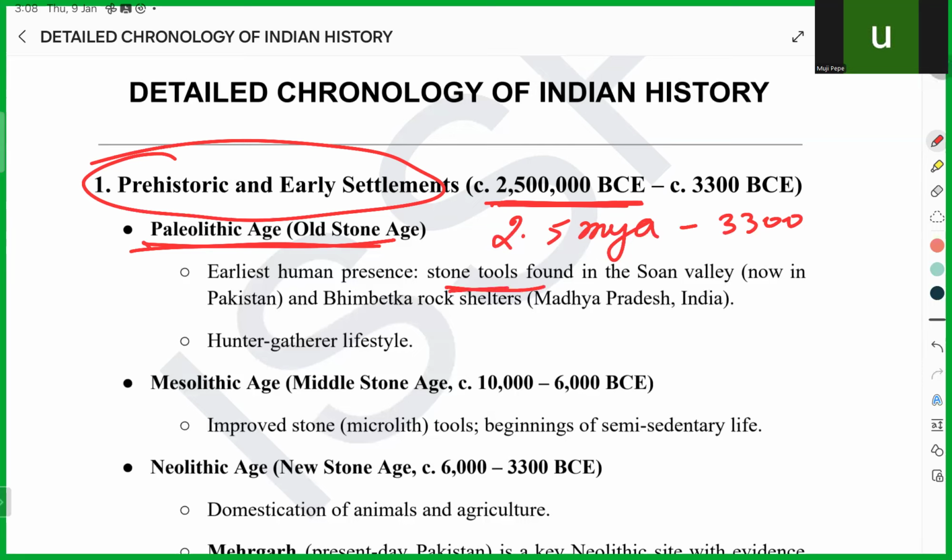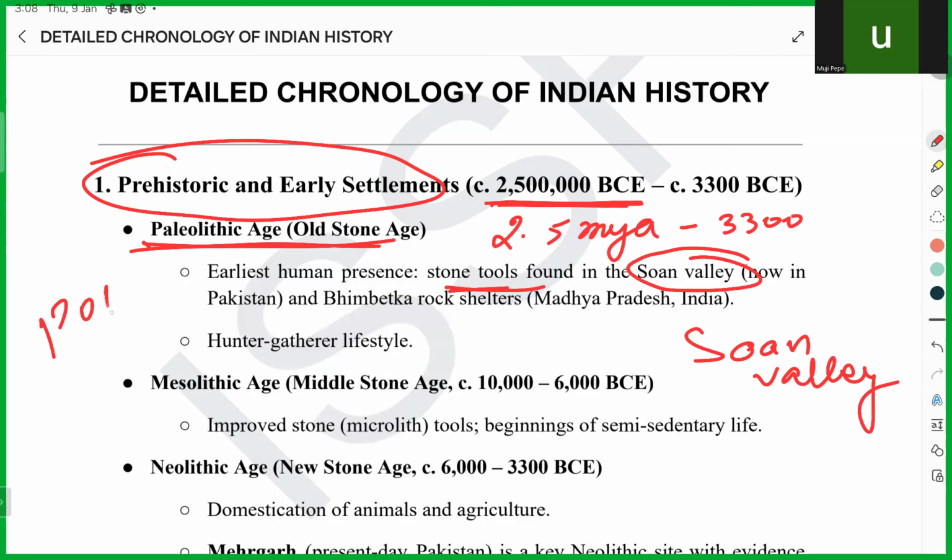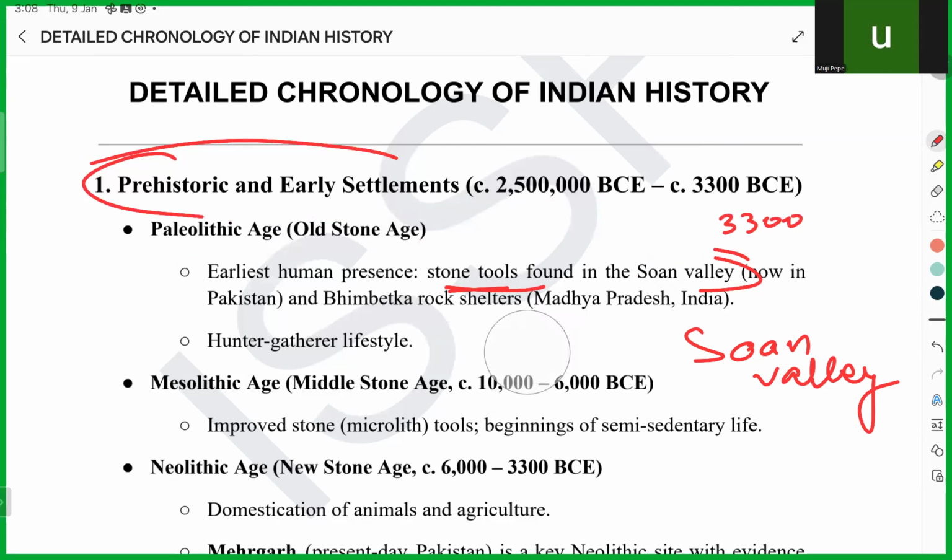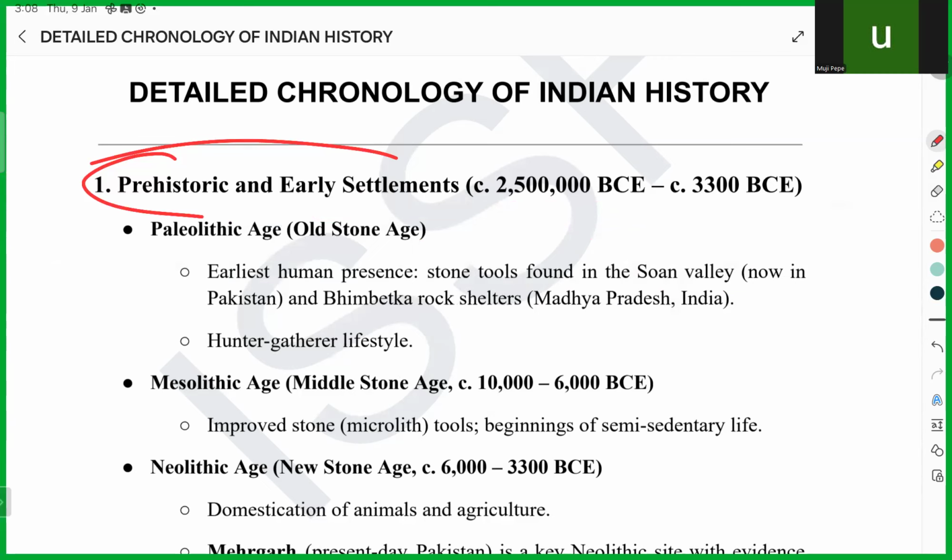And stone tools were found where? The Son Valley. So Son Valley, we read about the Narmada Valley. There was Son Valley as well. There was something which was known as the Potvar Plateau. So all these places, they yielded stone tools, they yielded early human remains. And the archaeologists and the scientists were able to picture what life could have been in the early India.